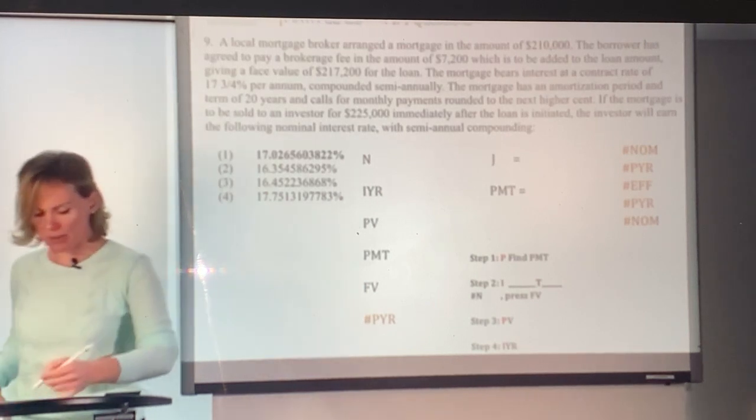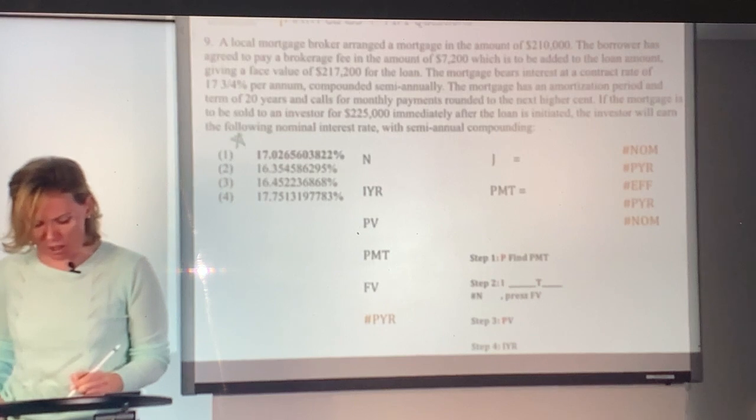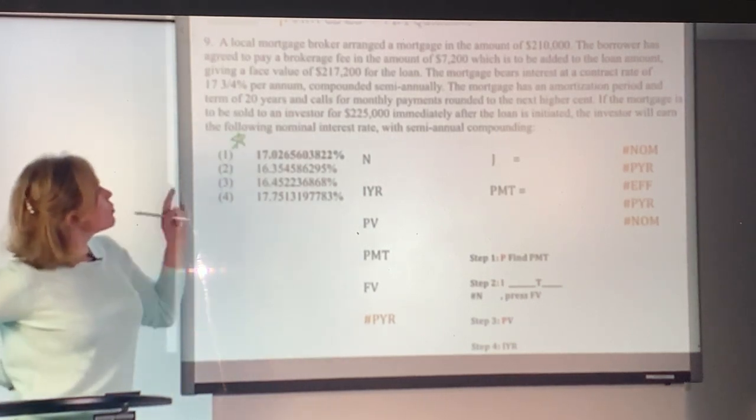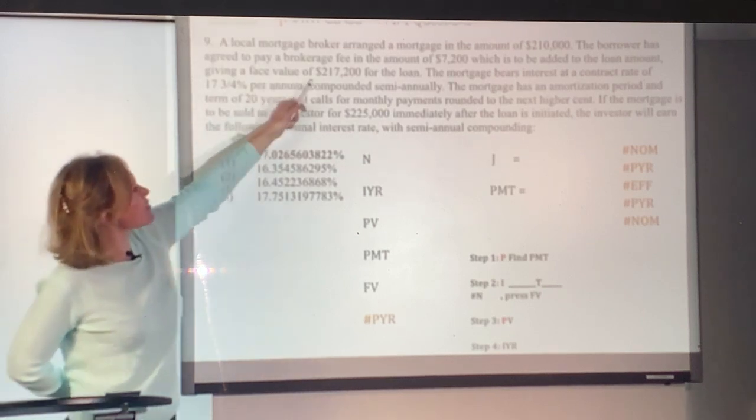Can you put a star next to this question? We see this question a lot on the exam. They like this one. There's something specific in this question that you haven't seen before. Okay? So the mortgage broker fee of $7,200, that gives you a face value of $217,200.